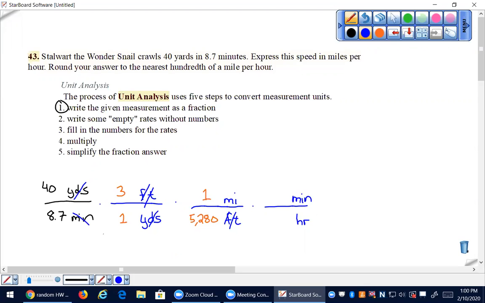I'm going to get rid of minutes, and I have miles an hour, and then you stop. And if you're not at what you want, then fiddle with it until you get the ones that cancel out nicely. So what are my last numbers? There's 60 minutes in an hour. Okay, so that was that and that. Then multiply across.